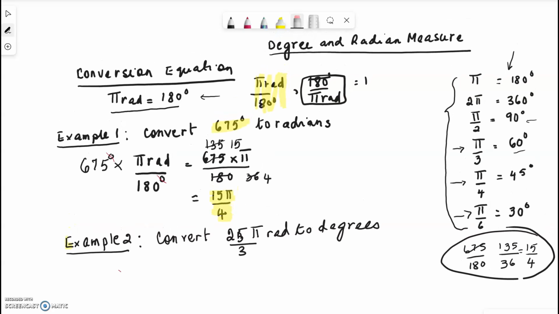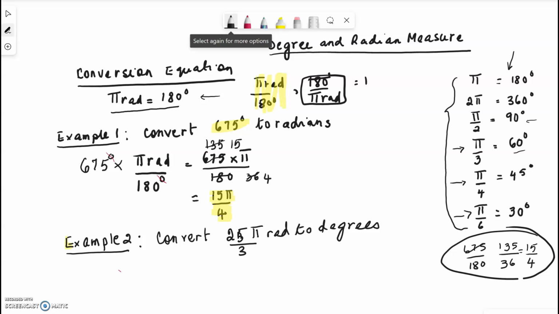Angles are measured using two different units of measurement. One is degrees and the other is radians. The conversion equation is pi radians equals 180 degrees. So when you see pi radians, you have to know that it's equal to 180 degrees.